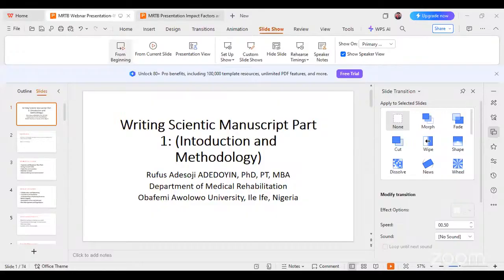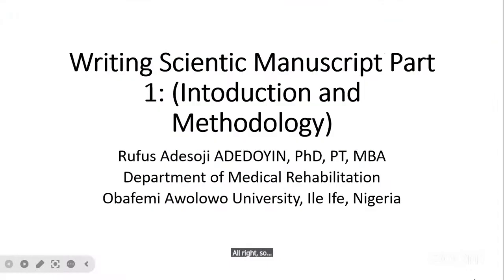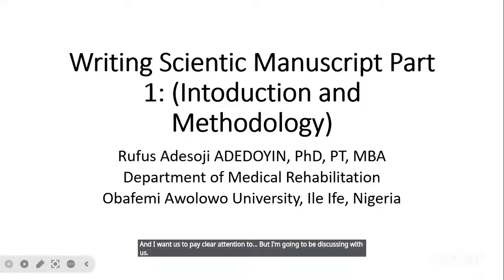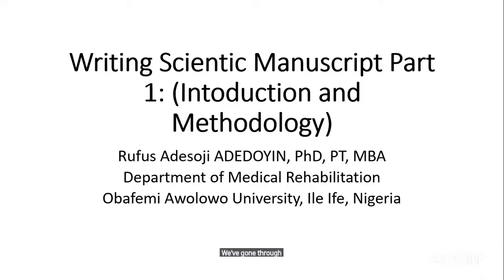All right, so we want to move to writing a scientific manuscript paper. First of all, we divided this into two parts, part 1 and part 2. I want us to pay clear attention to what I'm going to be discussing. We can do some jottings, although this paper is going to be given to us.